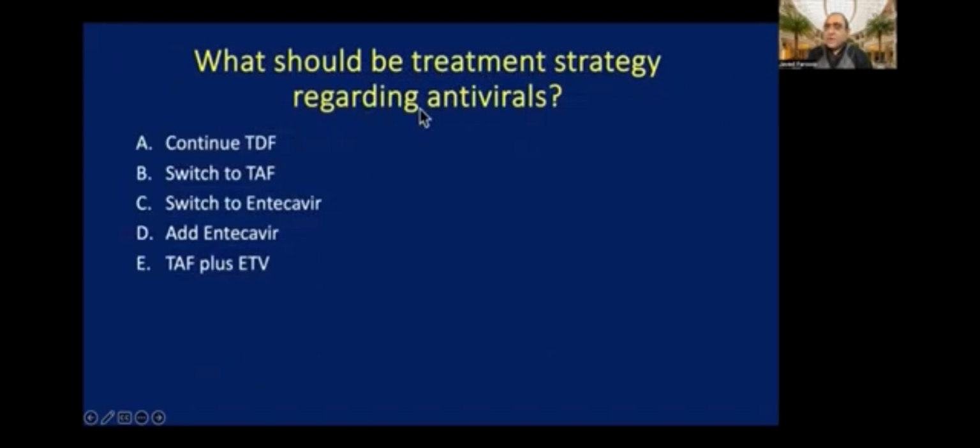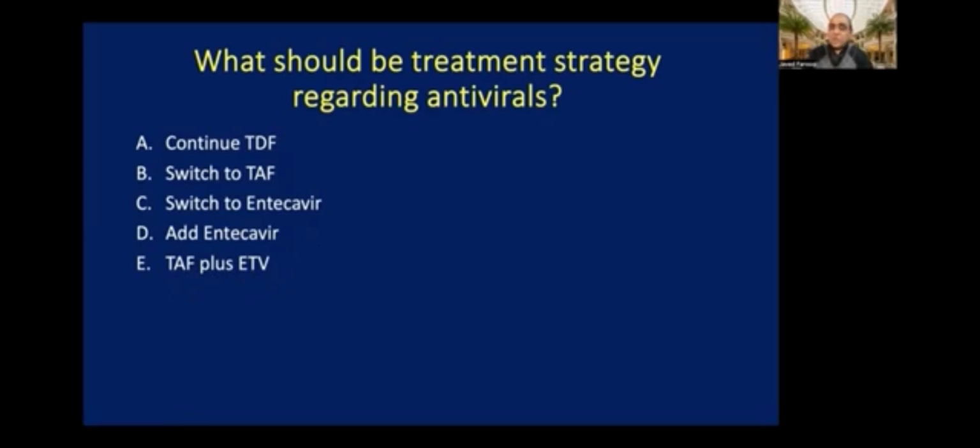So what should be the treatment strategy regarding antivirals? We are treating her hepatitis B. So the question is, what should be the treatment strategy now? A, continue TDF because her viral load has been reduced and remains controlled with TDF. Switch to TAF is option B. Switch to entecavir is option C. Add entecavir is option D. And TAF plus entecavir is option E.